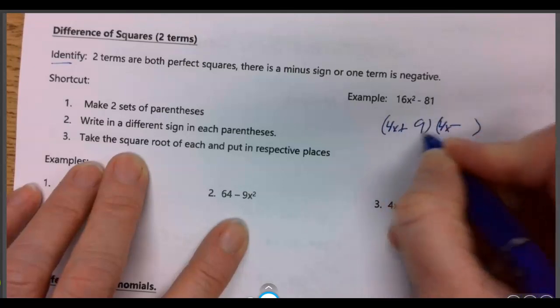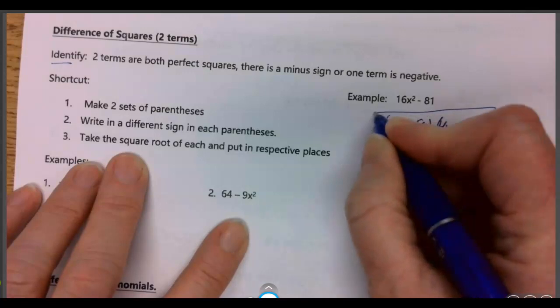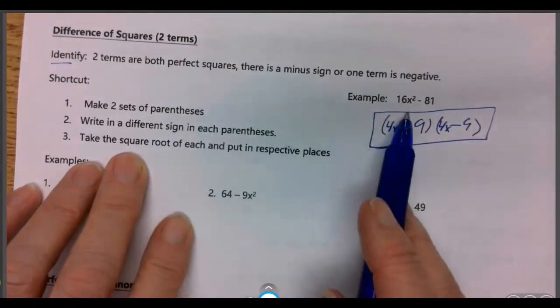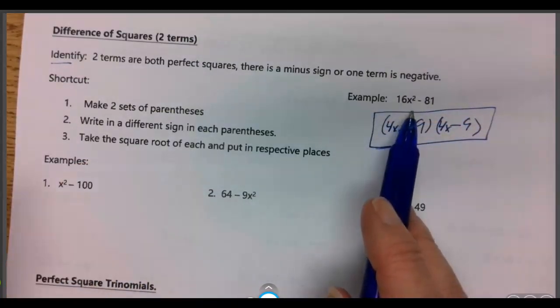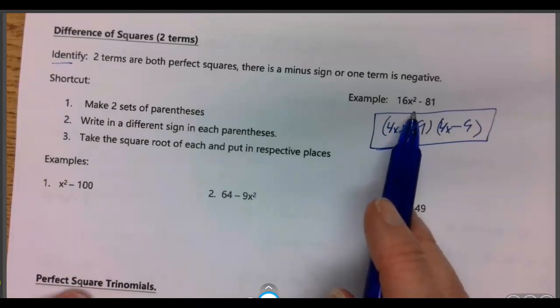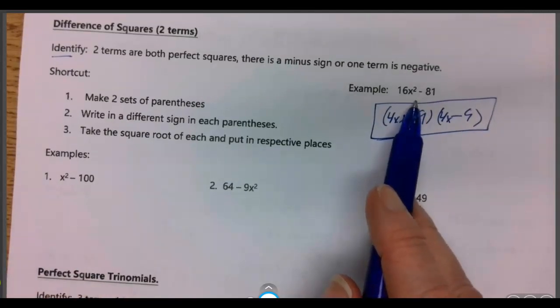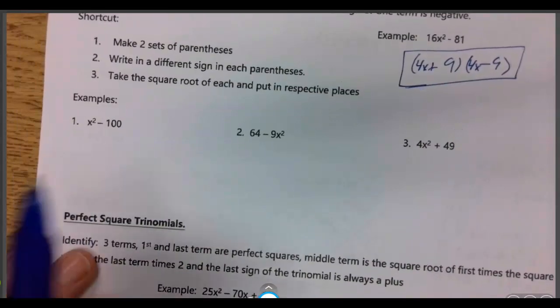Square root of 81 is 9. And we're done. Okay? So on this one, we just have to identify on both of these. Usually the identification is harder than actual factoring if we remember how to factor. Okay, so here we go.